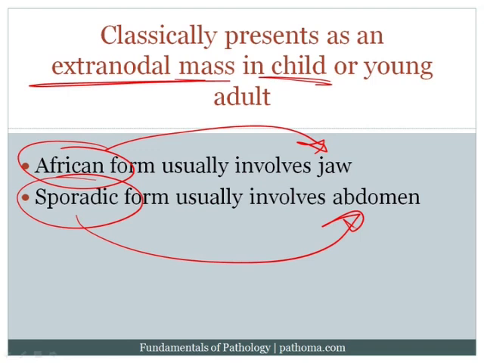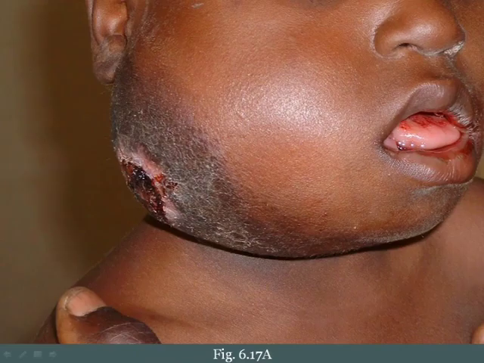One of the ways by which examiners like to go after this is they show you a picture like this, and when they show you a picture like this, they are trying to have you recognize that this is an example of Burkitt's lymphoma of the jaw, and then you could potentially be asked, for example, where would the sporadic form arise? And the sporadic form arises more commonly in the abdomen. The African form more commonly arises in the jaw.